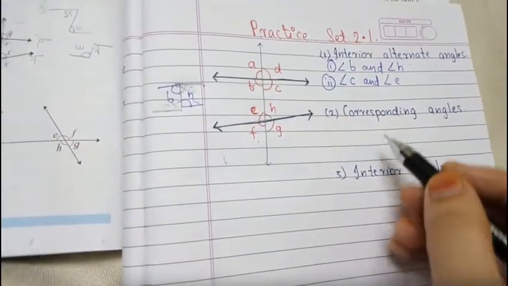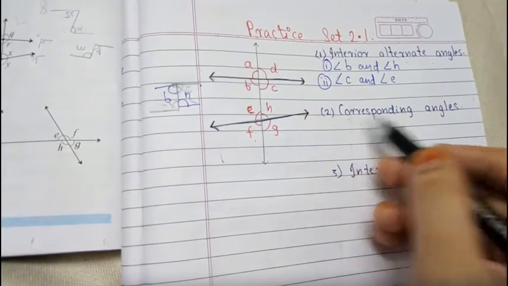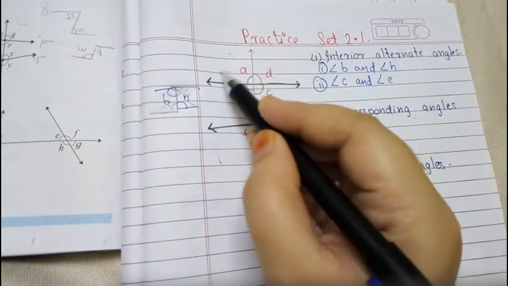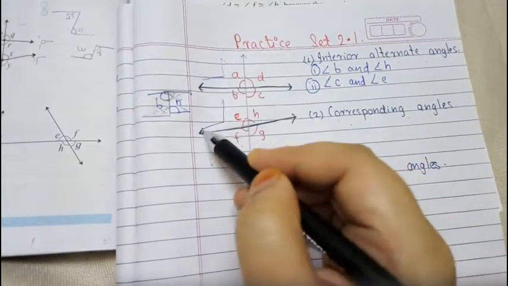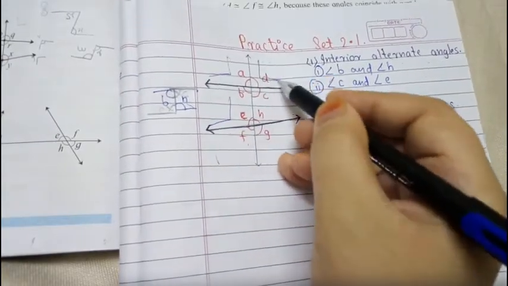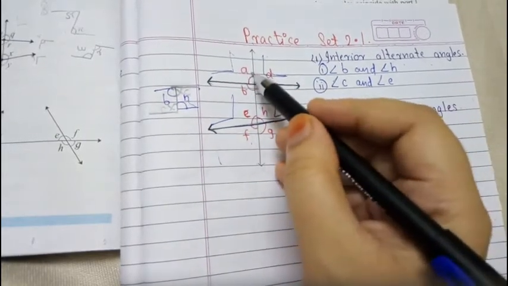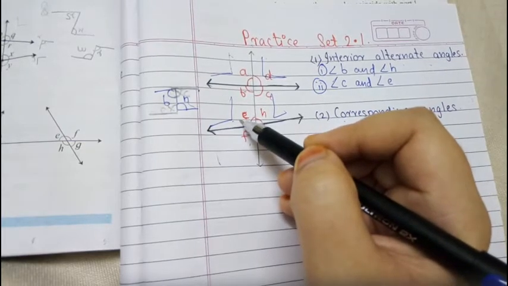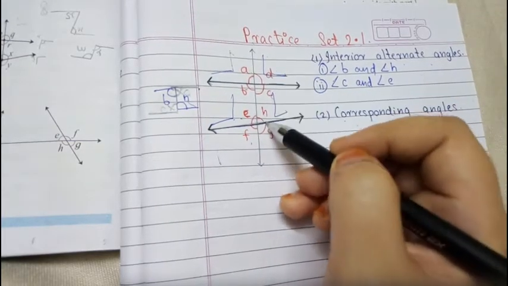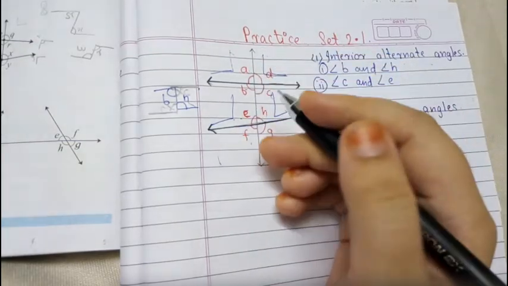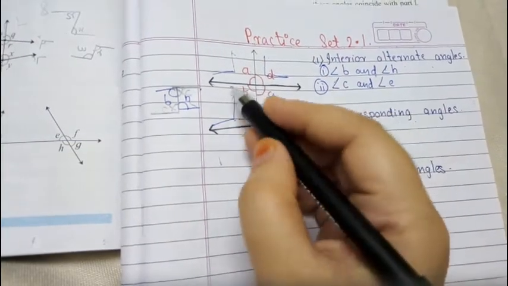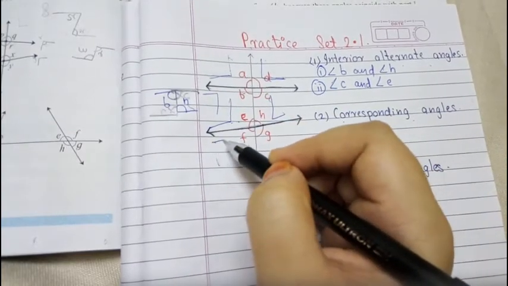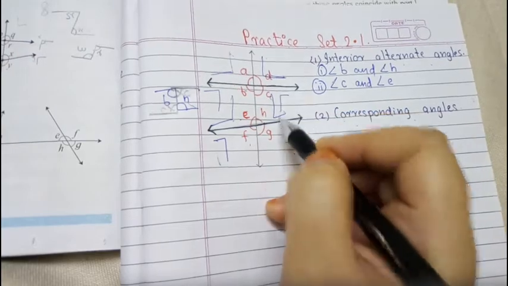Now next we have to write the pairs of corresponding angles. Corresponding angles are like this in the figure. Here angle A and angle E from the left-hand side, and angle D and angle H from the right-hand side. Also angle B and angle F, and from here angle C and angle G.